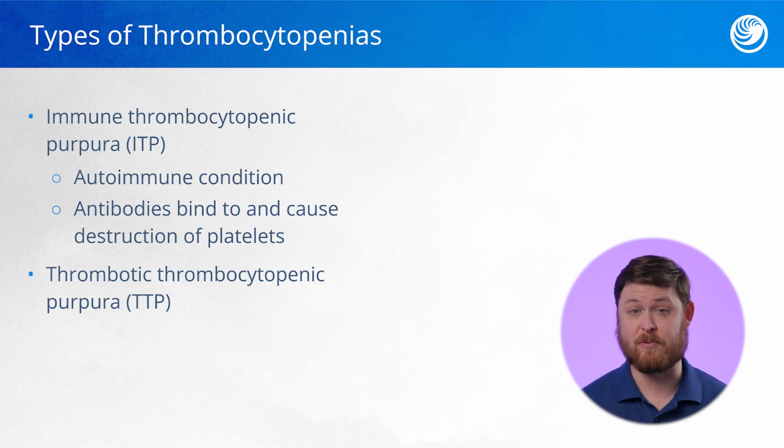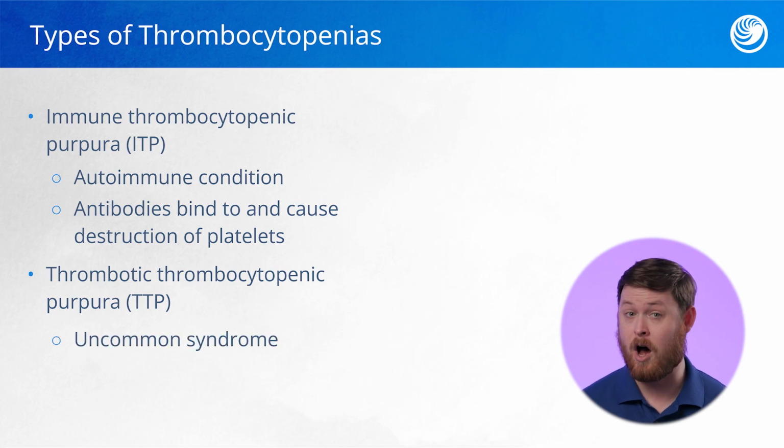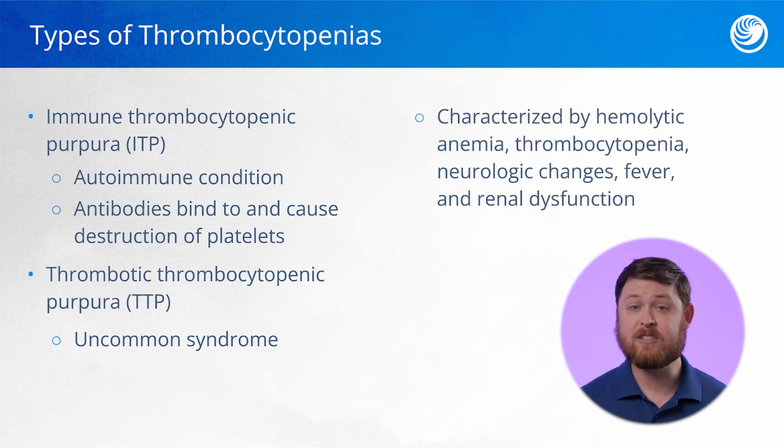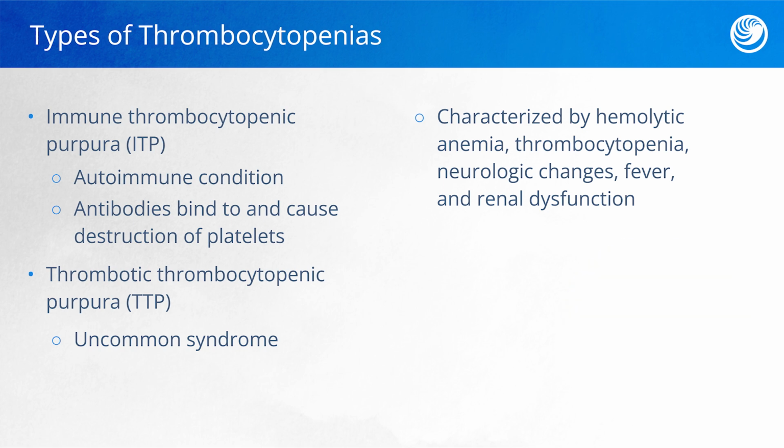TTP is another type of thrombocytopenia that is uncommon. While TTP has several causes, TTP occurs when platelets aggregate into microclots throughout the body. These clots get deposited into the brain and kidneys, causing neurologic dysfunction and renal dysfunction.